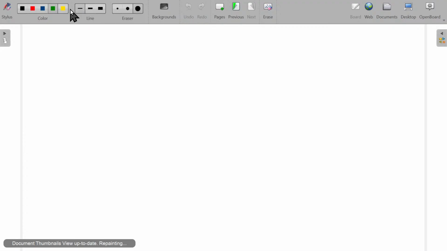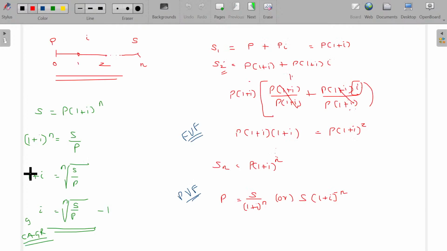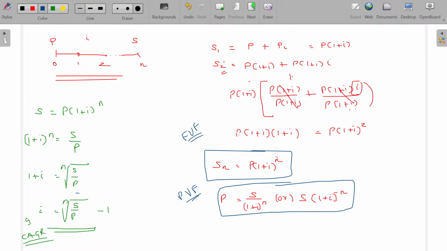Now, listen. The future value factor as well as present value factor, what we calculate here, and the formula also identified. So 3 formulae we have identified. Formula number 1, formula number 2. This is present value factor. This is a formula for calculation of rate of interest.